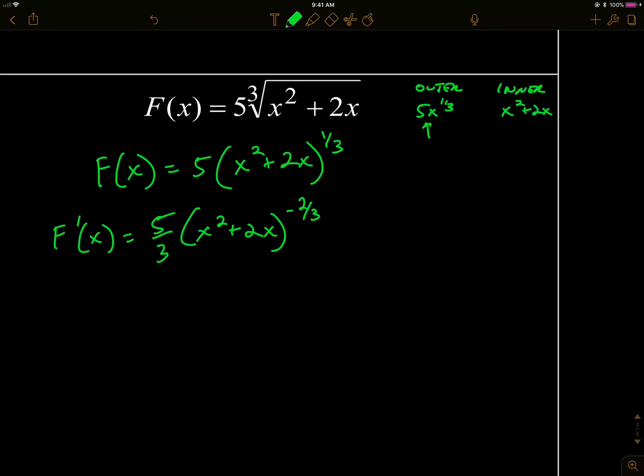That's the derivative of the outer while recopying the inner times the derivative of the inner. So now that's a power rule. So it's going to be 2x plus 2. That's a binomial, so it's got to be in parentheses when I multiply it.